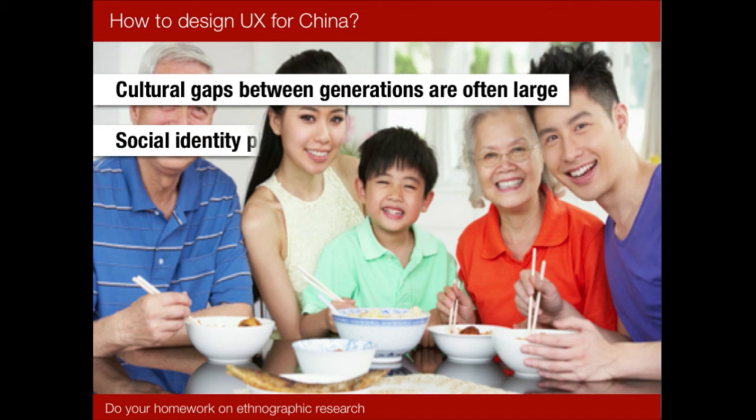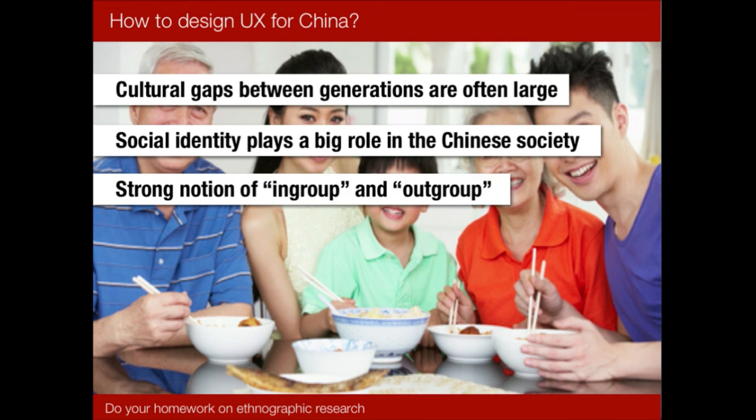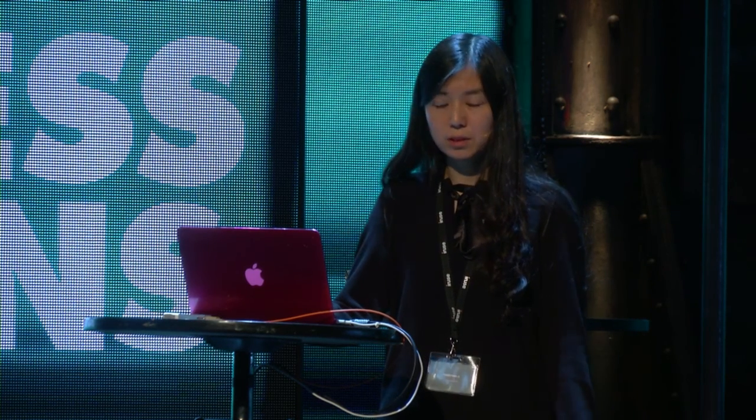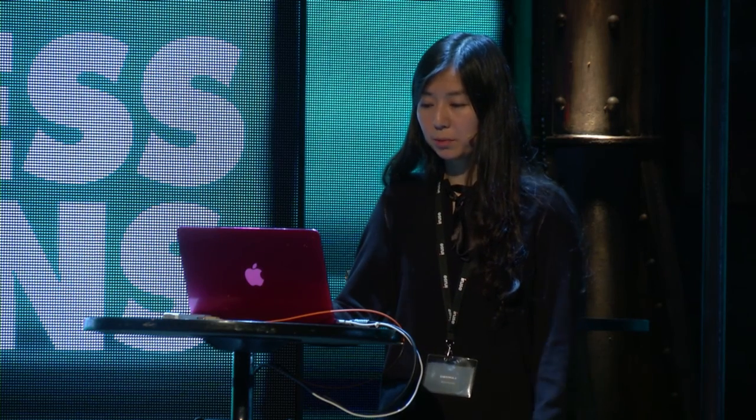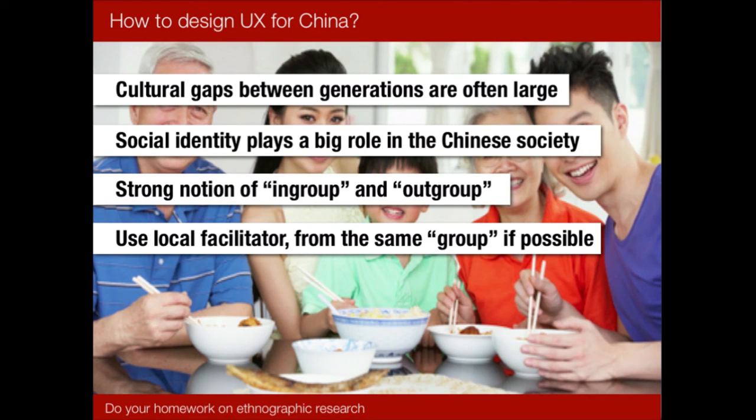And then also, social identity plays a very big role in Chinese society. There is a very strong notion of in-group and out-group. It is very important to be seen as one of the group members for people to open up to you or to trust you. And this is not just towards foreigners, but also among the Chinese people as well. So my advice to anyone who would like to do user research in China would be to use a local facilitator. And if possible, from the same group, that would be even better.